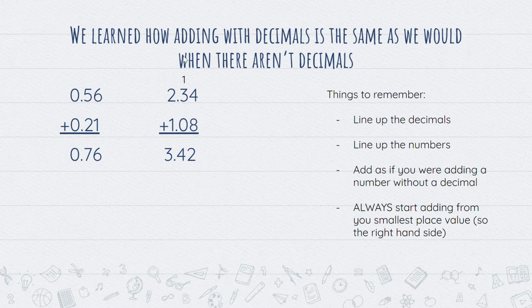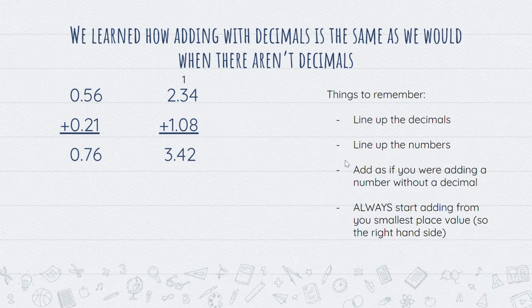Over on this question here, where we have a little bit of regrouping involved, we go 4 plus 8 gives us 12. So we put our 2 at the bottom here and our 1 above, just like we would do normally. Then we go 1 plus 3 plus 0 gives us 4. We drop our decimal, like always. And then we go 2 plus 1 is 3.